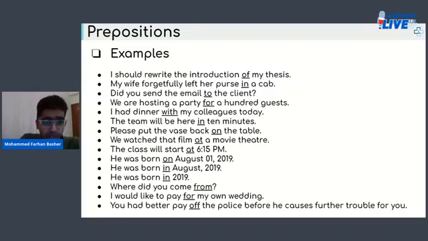Okay. Did you send the email to the client? Now, when we send something, what preposition do we put right after the verb send? Right after the verb send, we always put the preposition to. So let's take this example for consideration: did you send the email to the client? When you want to send something, you have to send something to someone, right? So we go with the preposition to.